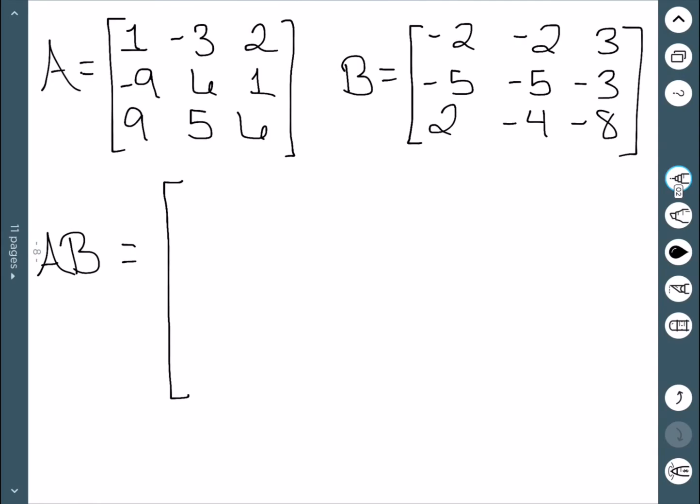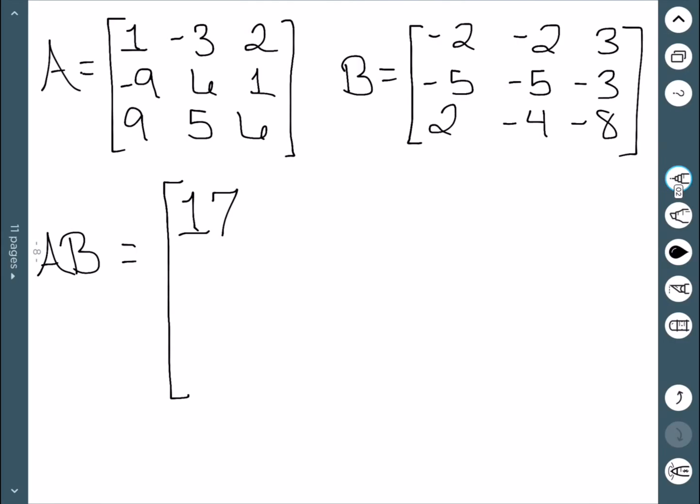The first thing I want is the first row, first column, so I'm going to multiply the first row of A by the first column of B. This is a 1 and a negative 2, which would be negative 2. Negative 3 times negative 5 is 15. And then 2 times 2 is 4. When I add up those three numbers, I get 17.